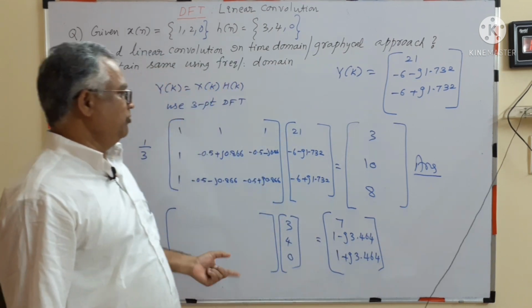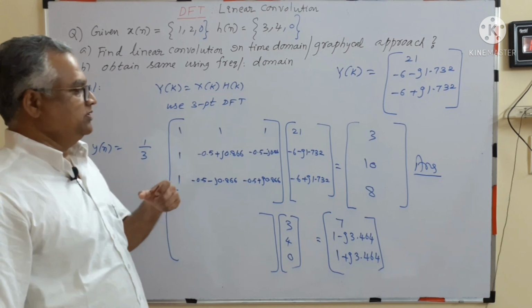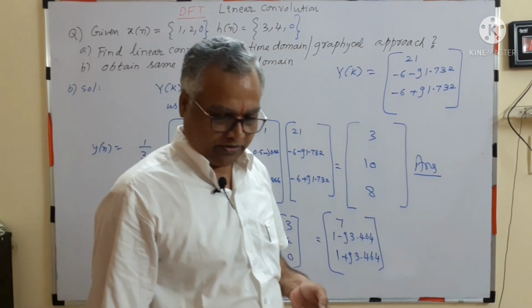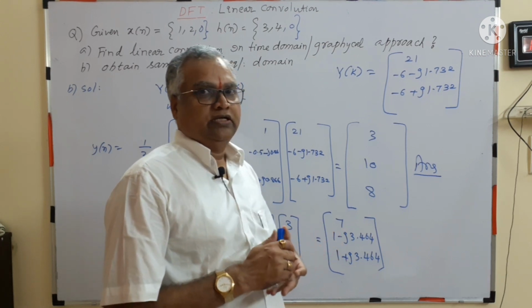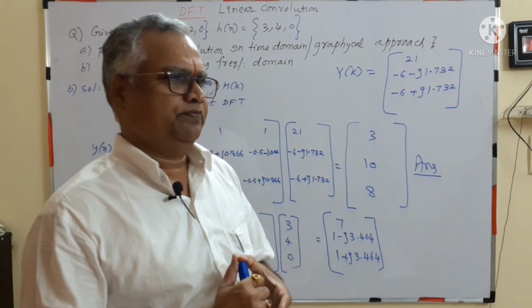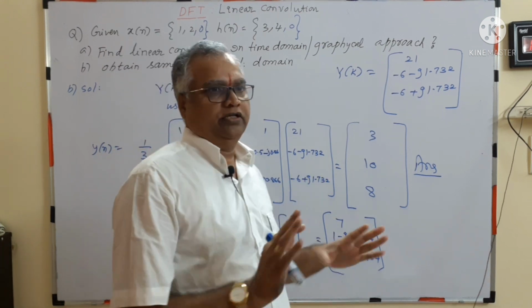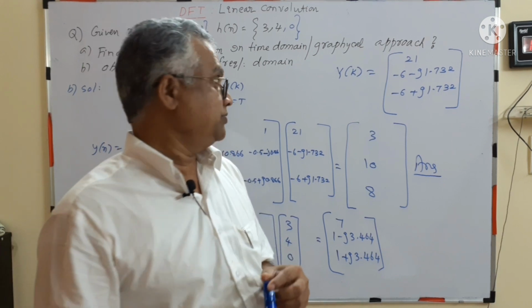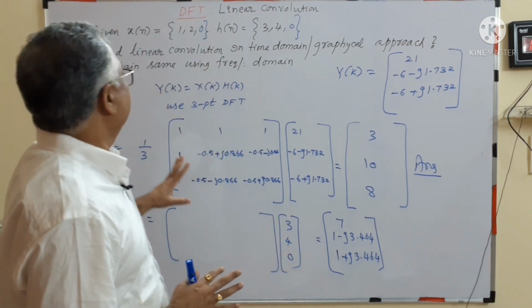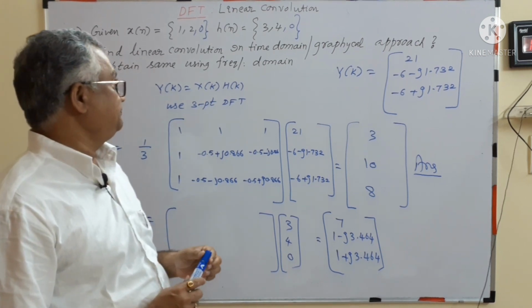Time domain, frequency domain answer should be same. Which is fast among all? Time domain using shortcut is the fastest method. Second is graphical. Third is this. So depending on the question asked in the exam, you have to do it. So I hope this is clear. Linear convolution is done.